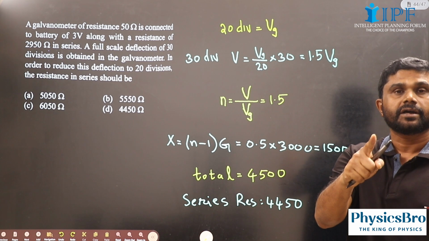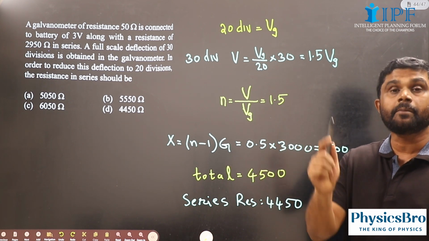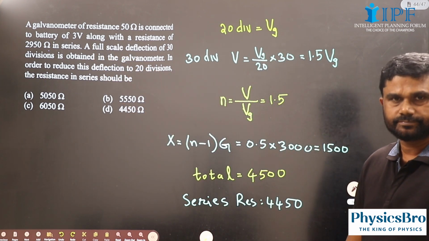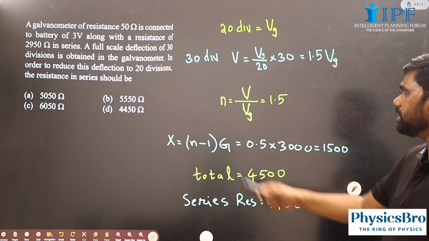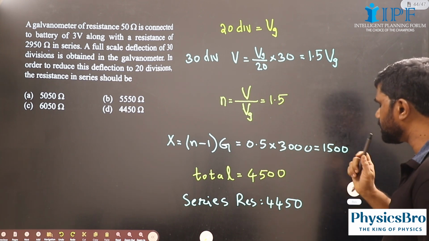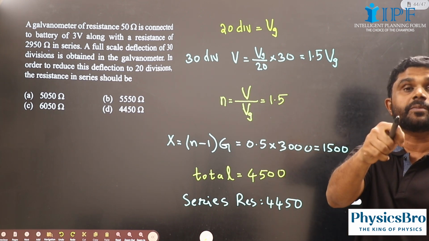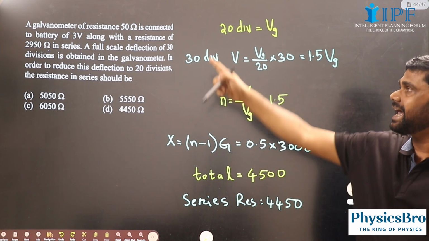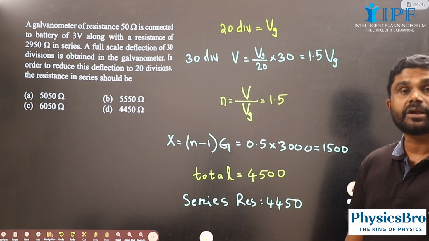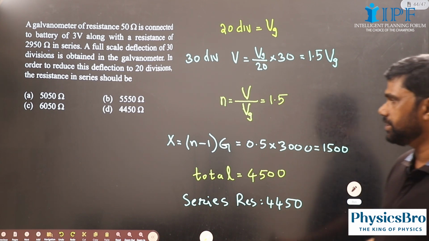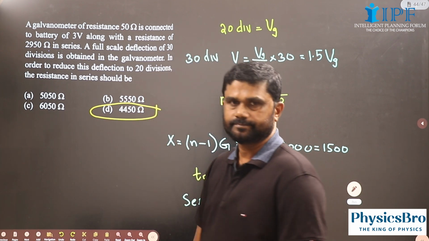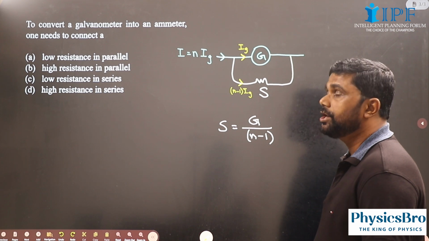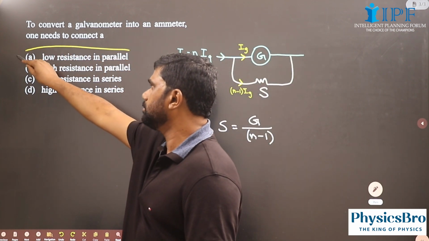So the required high resistance in series will be N minus 1 into G. Originally 50 plus 2950, that is 3000. Now the required high resistance is N minus 1 into G, means 0.5 into 3000, that is 1500. Total resistance will be 3000 plus 1500, that is 4500, in which the galvanometer is only 50. So the remaining will be 4450. To convert a galvanometer into an ammeter, one needs to connect a low resistance in parallel.